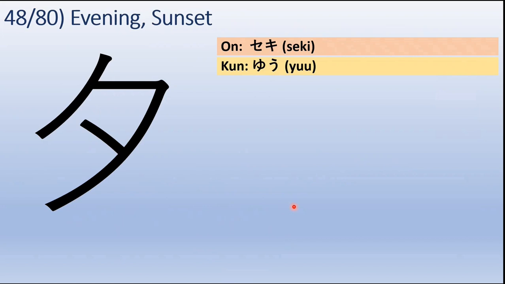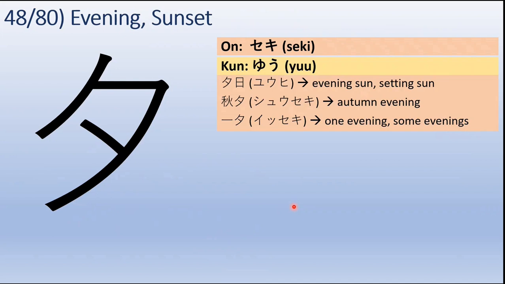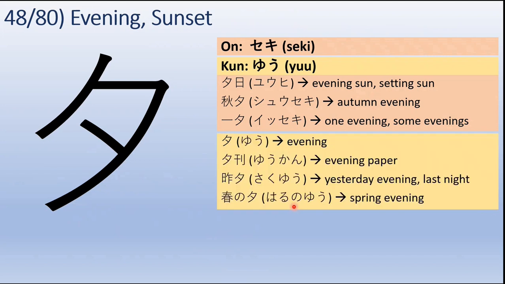Next is the kanji for evening or sunset. Onyomi reading is seki and kunyomi reading is yu. So we have yuhi, which means evening sun or the setting sun. We have shuseki, which means an autumn evening. We have isseki, which means one evening or some evenings. In kunyomi, we have yu, which means evening. We have yukan, evening paper, that is evening newspaper. Then we have sakuyu, which means yesterday evening or the last night. And we have harunoyu, which means spring evening.